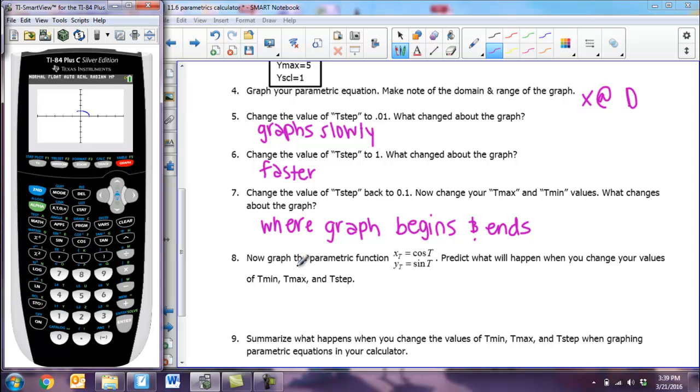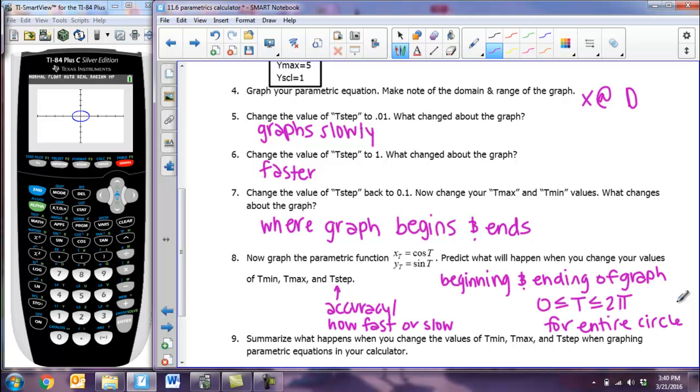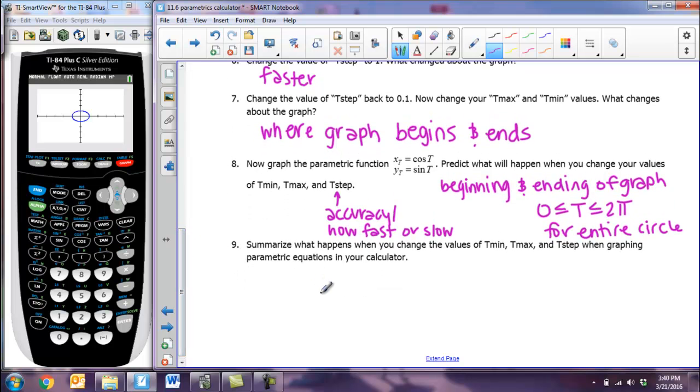So again, this is the same thing that happened up here. It's just going to be a little bit easier to see the accuracy of your graph. So again, it did the same thing. And then for number 9, again, you summarize. We've just talked about it. Your t-step is going to change how many points your calculator's graphing, so how accurate your graph is. And then your t-min and t-max tells your calculator where to begin and end.